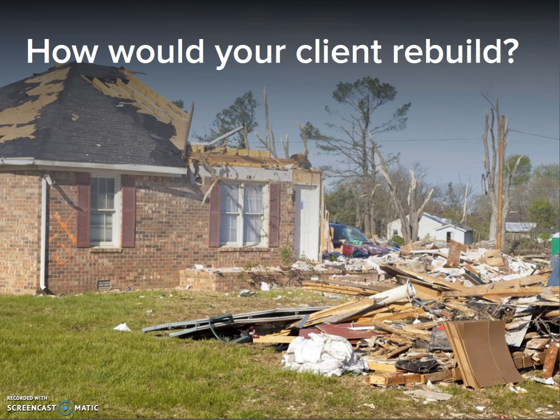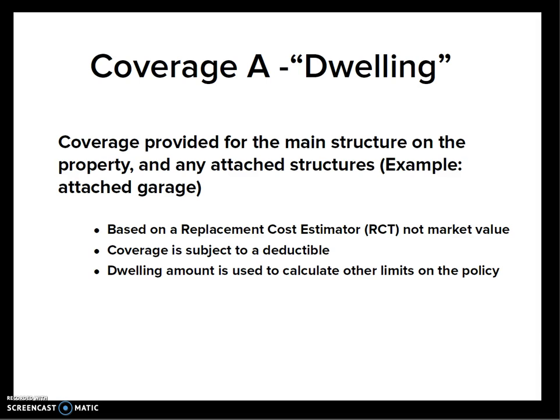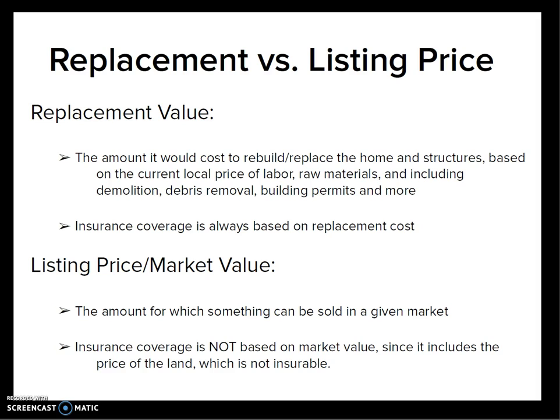So basically where it starts is the oh my gosh moment. How would your client rebuild if something ever were to happen? And this is going to really be covered under your coverage A, your dwelling. This coverage provides for the main structure on the property and any attached structures. For example, if you have an attached garage. This is based off of replacement cost estimate, not market value. Coverage is subject to a deductible. Dwelling amount is also used to calculate other limits on the policy.